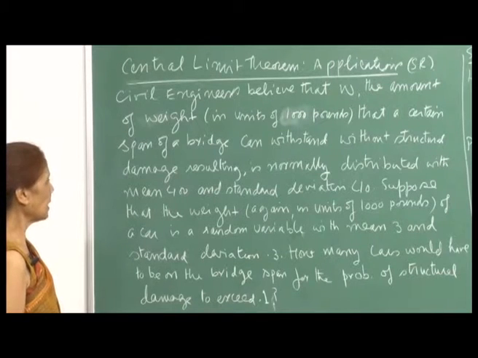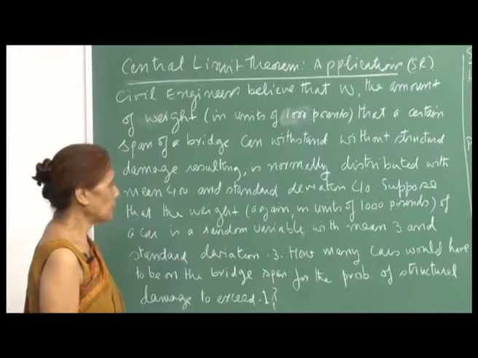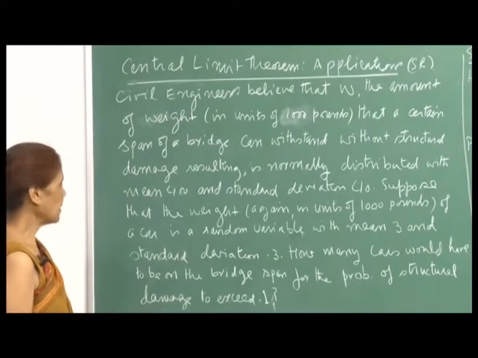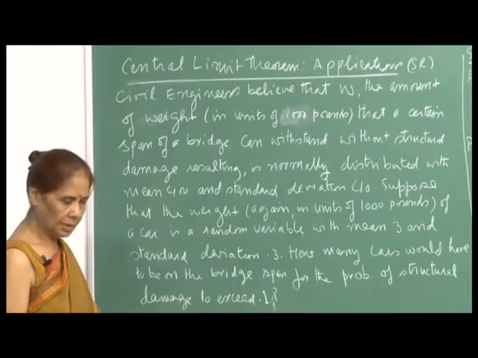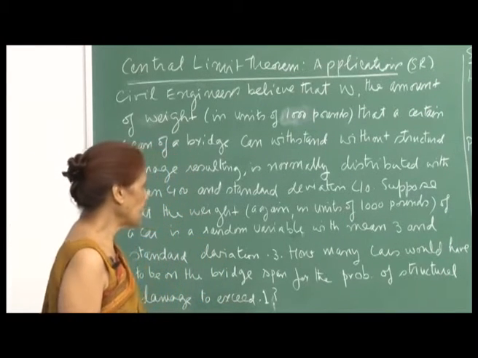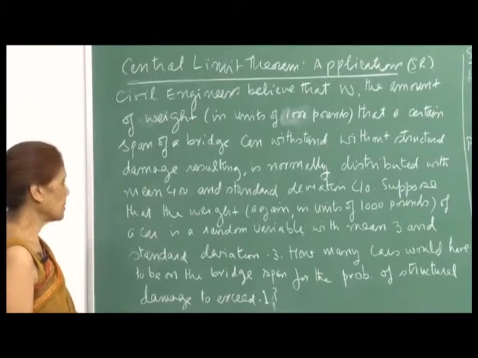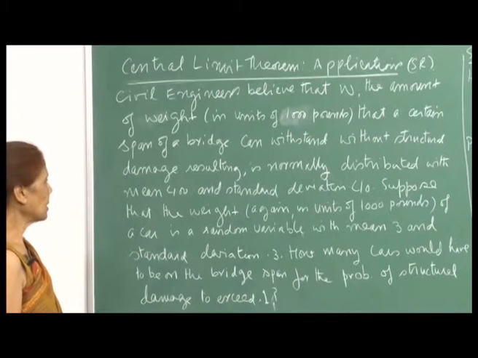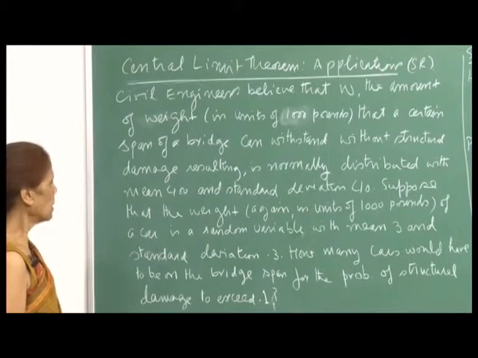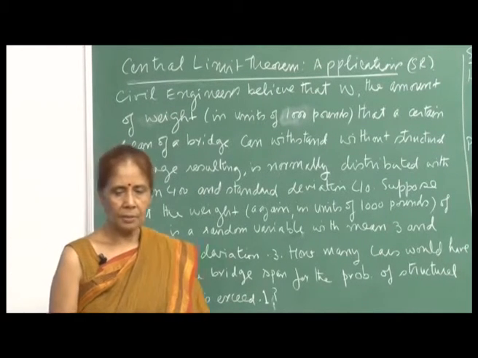Suppose that the weight, again in units of 1000 pounds, of a car is a random variable with mean 3 and standard deviation 0.3. So, the different cars will have different weights. So, therefore, in this example the weight of a car is treated as a random variable, and therefore, the distribution is approximately normal with mean 3 and standard deviation 0.3.